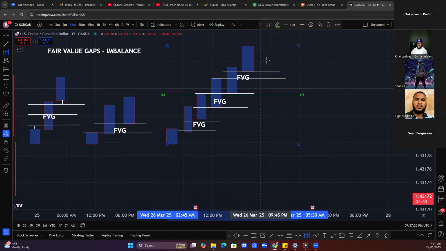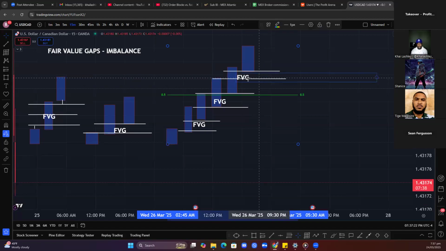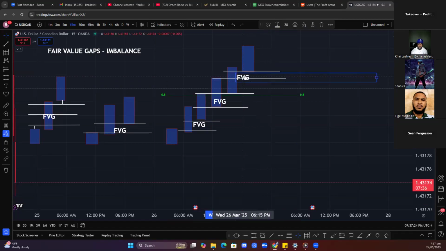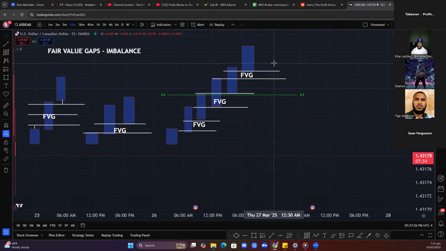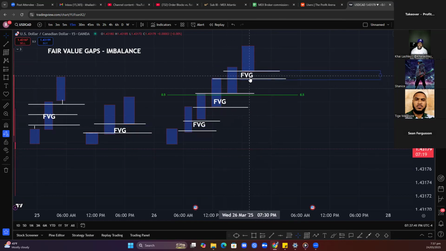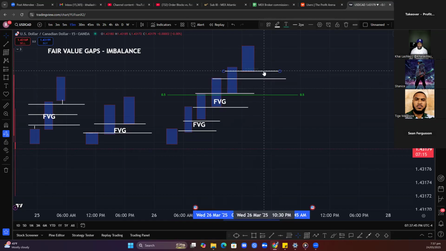and my area here, I immediately rule out this area of imbalance, because this is in a premium price. I don't even want to be trying to buy within a premium price. So I immediately rule out this area. This becomes irrelevant because it's not even below 50%. Remember, below 50% is your discount, above 50% is your premium. So I'm not even trying to buy within a premium zone.